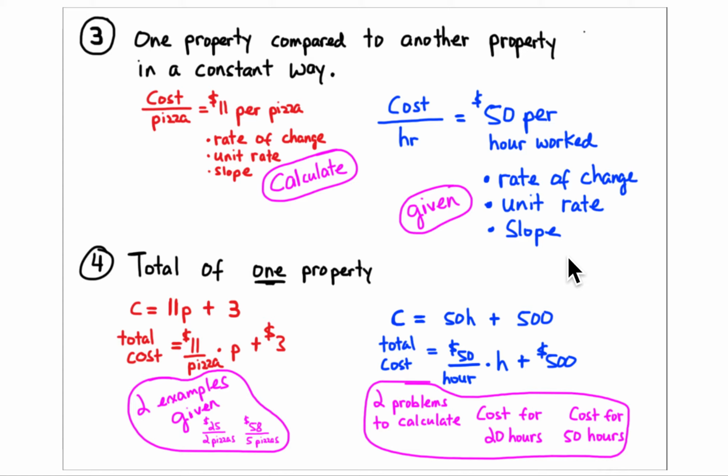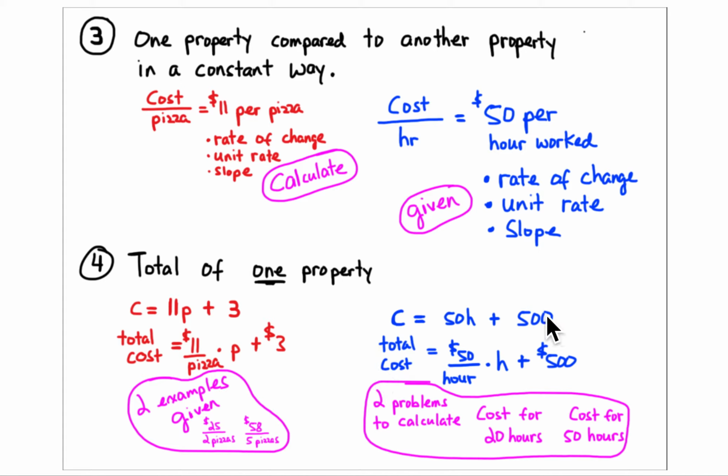So the total cost for problem number 1 is the $11 per pizza times the number of pizzas that you order, plus that $3 delivery fee. They give you 2 examples in problem number 1: $25 for 2 pizzas, and $58 for 5 pizzas. With this information, which is really the only information given to you, you have to figure out the delivery cost, the cost per pizza, and how many pizzas you order if you pay $80.